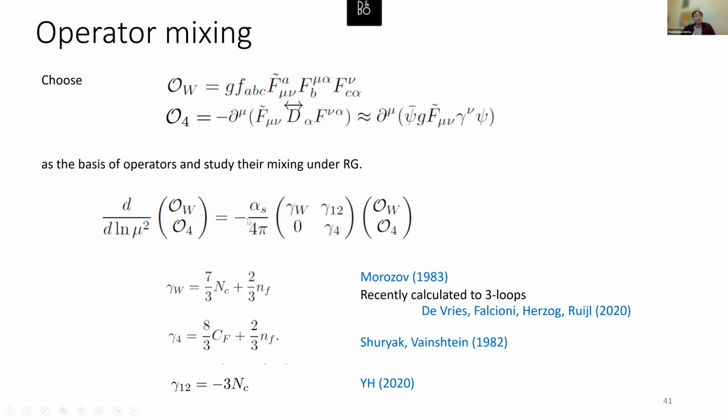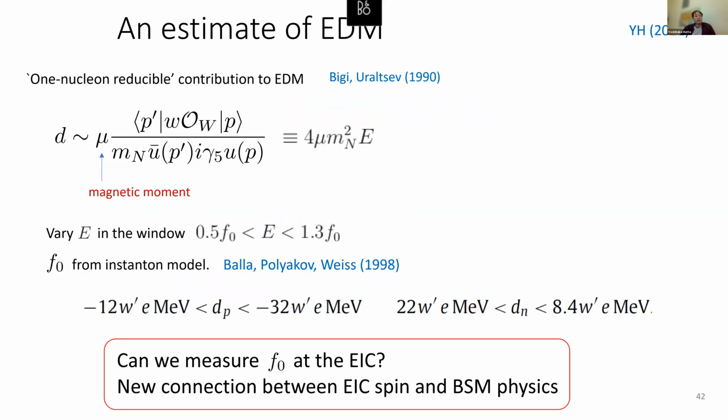So from that, we can study the mixing between these 2 operators, and we can get the relative magnitude. We can get some insight into the magnitude of the matrix element. And that's what I did. I skipped the details, but basically the EDM is proportional to this matrix element of this Weinberg operator. And this operator is related to this F0 parameter. In this way, this is just an estimate.